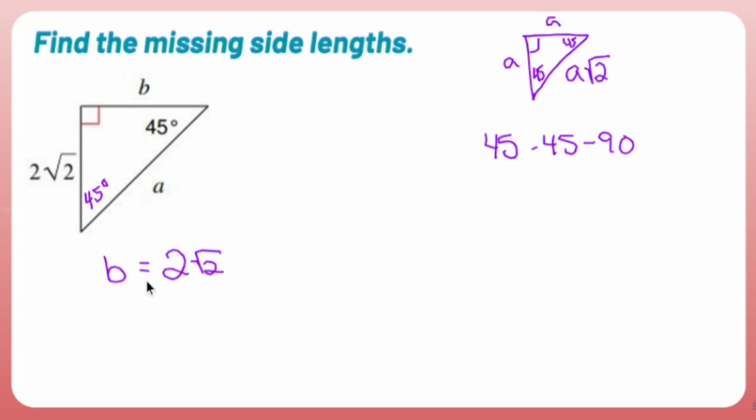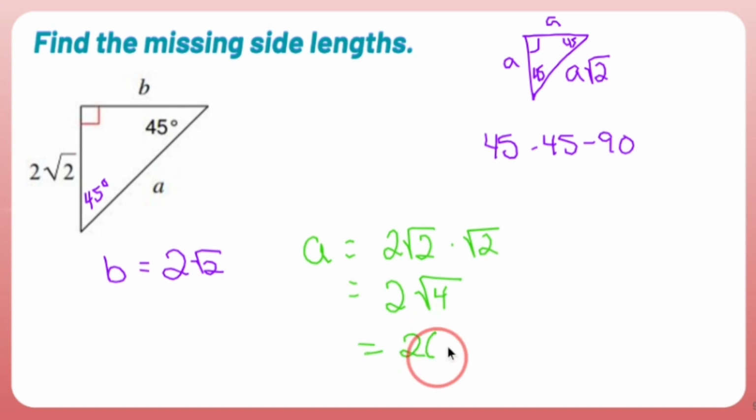Bada bing. Now to find the hypotenuse, which is A, I'm going to take my smallest leg, both of these are the same, so they're both the smallest leg, and I'm going to multiply it to the square root of 2. So the square root of 2 times the square root of 2 means you can multiply inside the square roots and get the square root of 4. Oh, I know what that is. The square root of 4 is 2, which makes A equal to 4.